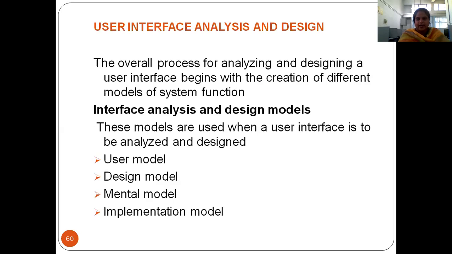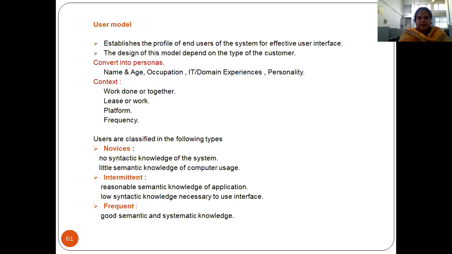So we have the user model, design model, mental model, and implementation model. Now, first, the user model. What is the work of the user model? It establishes a profile of the end users of a system for an effective user interface. The design of this model depends on the type of customer you have. So it covers personal details like name, age, occupation, domain, personality, context, platform, and frequency. Now here users are classified into the following types: novices, intermittent, and frequent.